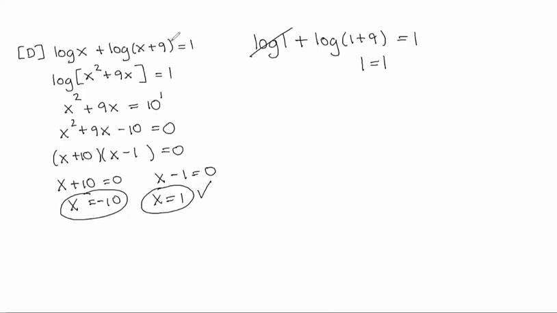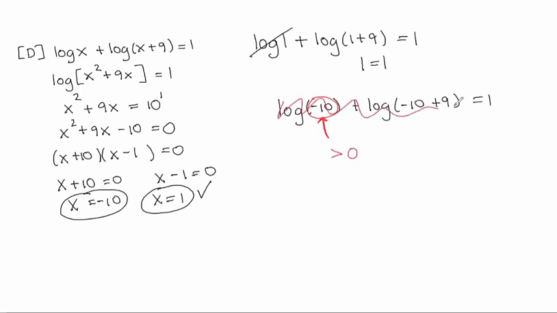Now let's plug negative 10 into the original, and we have common logarithm of negative 10 plus common logarithm of negative 10 plus 9. And already there's a problem, because you can't put a negative number inside the logarithm. It doesn't make any sense to have logarithm of negative 10. This would become logarithm of negative 1. It still wouldn't make any sense. So the negative number cannot go inside of a logarithm. Whatever goes inside the logarithm has to be greater than 0.